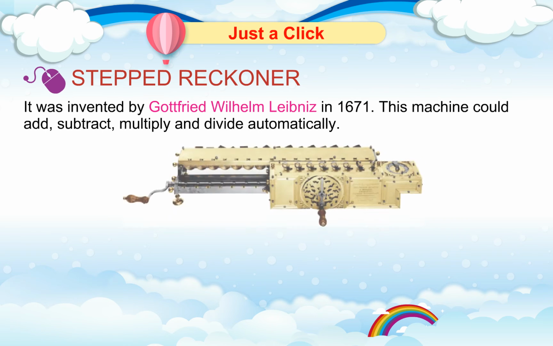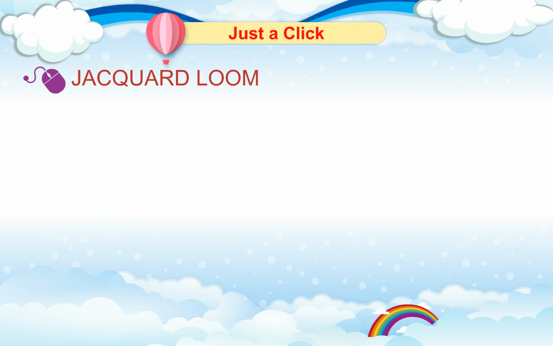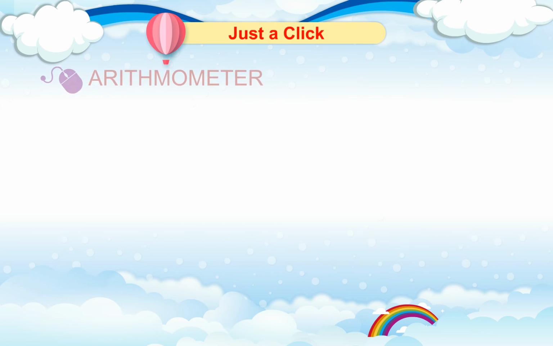Stepped reckoner. It was invented by Gottfried Wilhelm Leibniz in 1671. This machine could add, subtract, multiply, and divide automatically. Jacquard loom. The Jacquard loom was a mechanical loom invented by Joseph Marie Jacquard in 1804. It was an automatic loom controlled by punched cards.